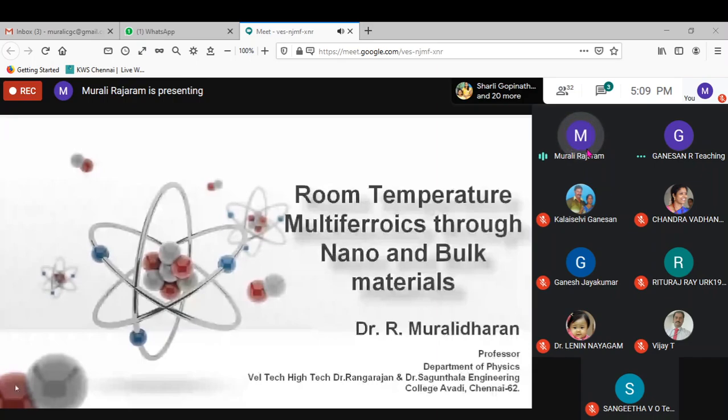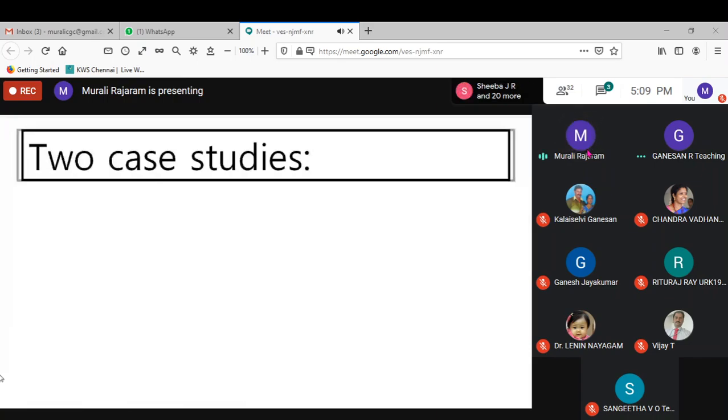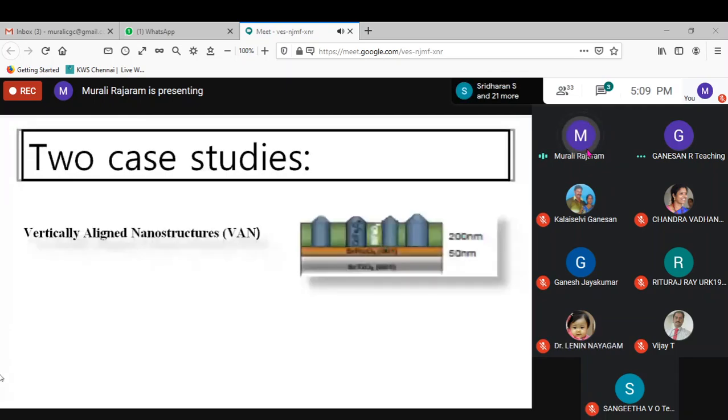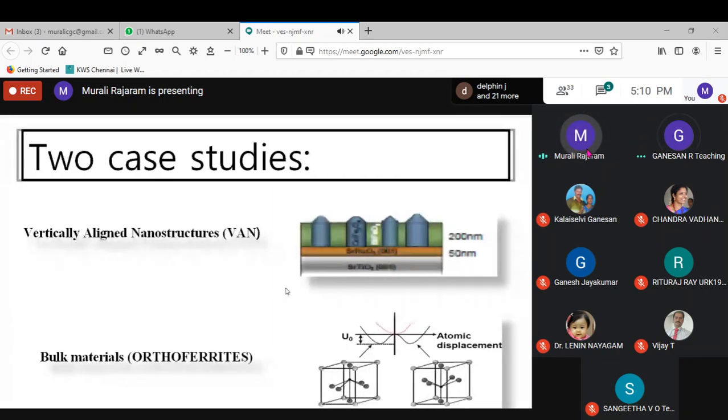For this presentation, I'm going to take 2 case studies. For the nanomaterials, I'm going to discuss a class of materials called vertically aligned nanostructures, which are epitaxially grown on a single substrate as single epitaxial thin films. I will concentrate most of my talk on this vertically aligned nanostructure, and if time permits, I will present our work on the bulk materials.